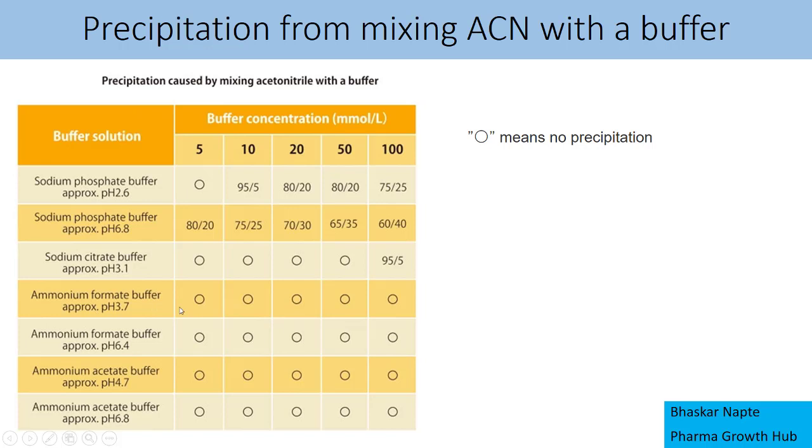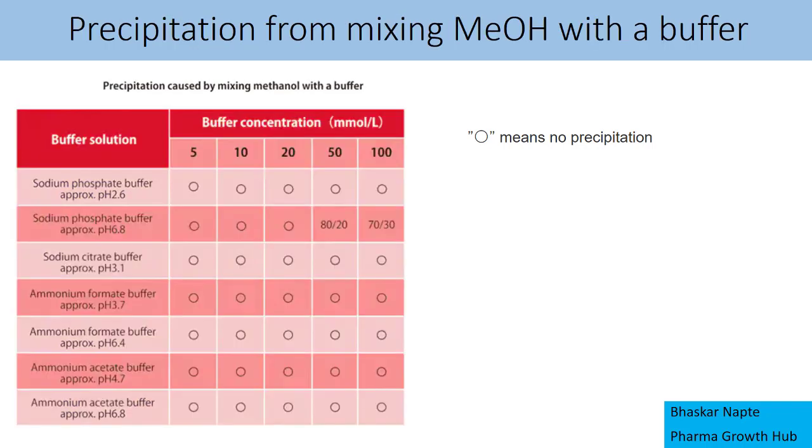In the case of ammonium formate buffer at the different pH values shown, 3.7, 4.7, 6.4 and 6.8, no precipitation happens with ACN. So ACN can become the preferred choice if you are using ammonium formate buffer. In the case of methanol, you will find that no precipitation of salt is happening in the majority of cases. And hence, you can conclude that methanol is a good organic solvent as far as precipitation of salt is concerned.